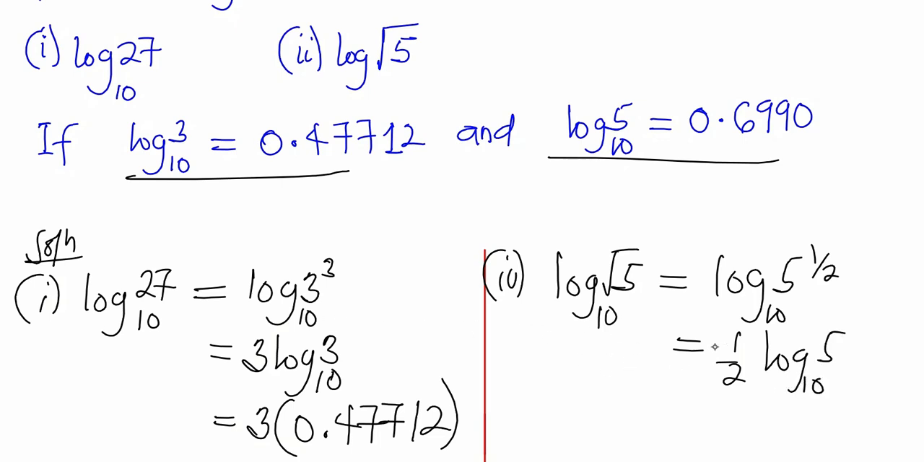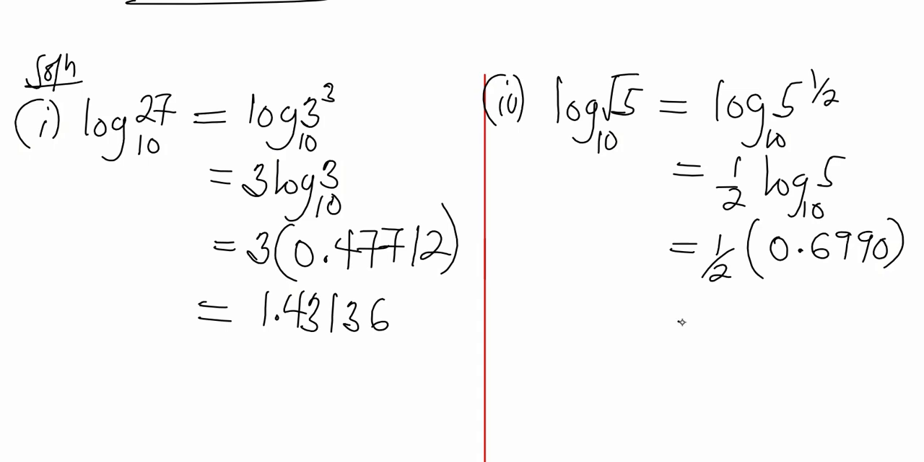Now we know the value of log 5 here, base 10, to be 0.6990. So we do quick substitution, and we have half multiplied by 0.6990. Now what is half of 0.6990? It's nothing but 0.3495. And this is the solution to this question.